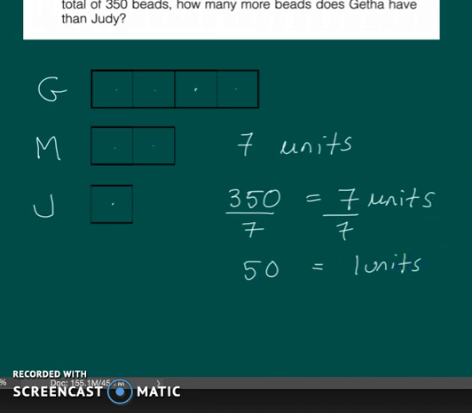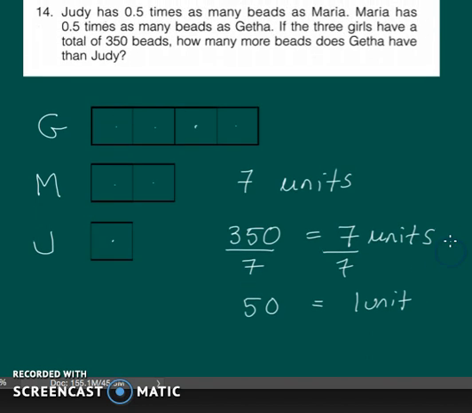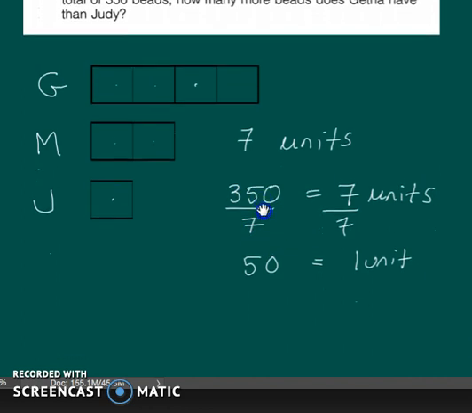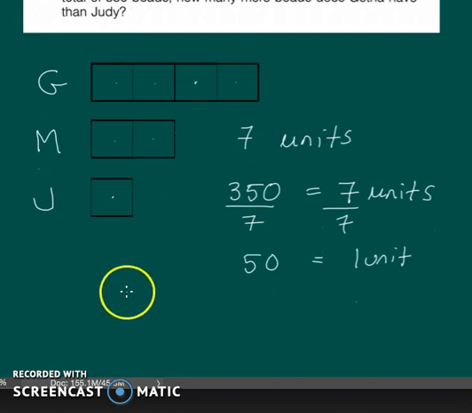So that makes it really 1 unit. That makes it really easy for us to find out how many beads each girl has. And the question is, how many more beads does Geta have than Judy? So Geta's got 4 units. So 4 units times 50 beads within each unit is 200 beads.